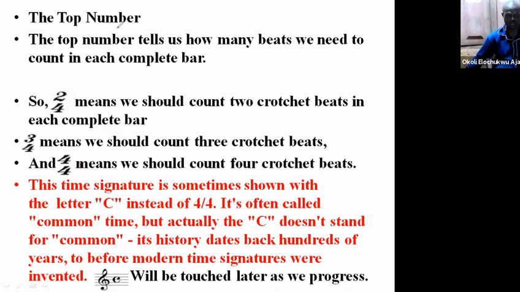So now look at this here. You have 2, 4 here. It means you will understand better. But in a bar, if you have 2, 4 as the time signature, it means that in every bar, you just have to count 2 crotchet beats and move on to the other bar. And you must not dwell on any bar more than 2 crotchet beats.